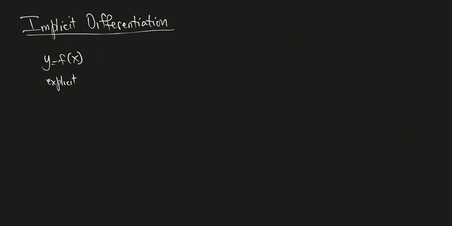But there are some equations that are expressed in this form, where the dependent variable has not been isolated. This is the implicit form. And just to remind you of what the process is, let's do an example.